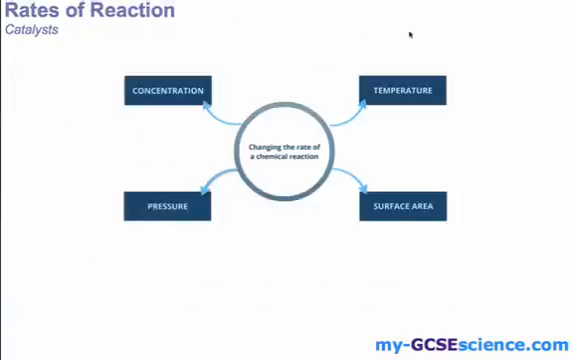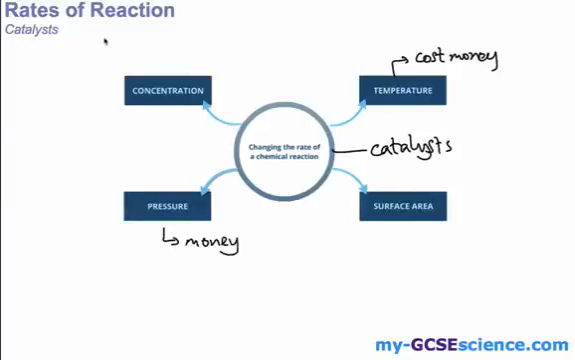Now, we have looked at various other ways in which we can speed up reactions, for example increasing temperature, increasing pressure if it's gases, increasing concentration if we've got solutions, and if we've got a solid reacting we can increase surface area. But using catalysts is another method. The problem with raising the temperature is that it can cost money, and also increasing the pressure costs money as well. So having catalysts makes these reactions much more efficient.